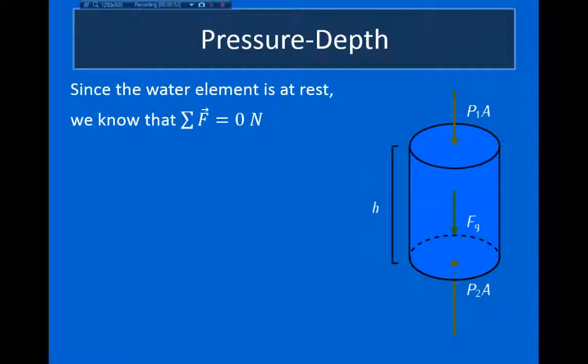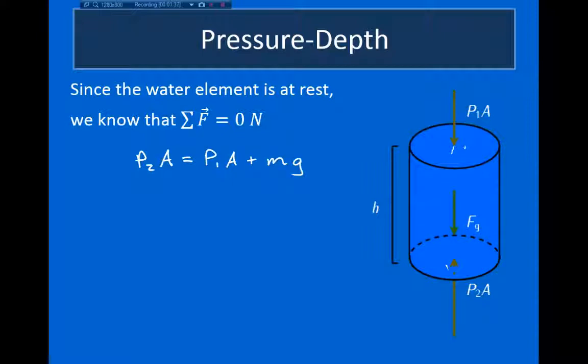According to Newton's second law, the net force in this vertical direction has to be equal to 0. Looking at this bit of water, there are three forces being exerted on it: the force caused by the pressure on the top of the water, the force caused by the pressure on the bottom of the water, and the weight of the water itself. If we set the forces pushing up equal to the forces pushing down, the force pushing up is equal to the pressure at the bottom times the area, and this has to equal the forces pushing down. So that's the pressure at the top times the area plus the force due to gravity.